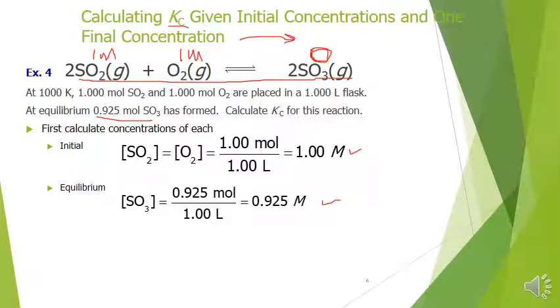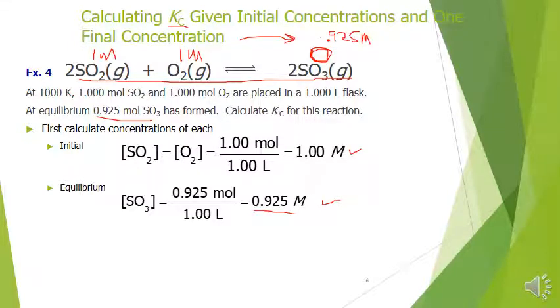So what's going to happen is the reaction is going to move to the right and make some SO3, and as it makes SO3, it's going to remove some SO2 and O2. So at equilibrium, you've produced 0.295 molar of this. And where did that come from? It came from over here. And this is at equilibrium.